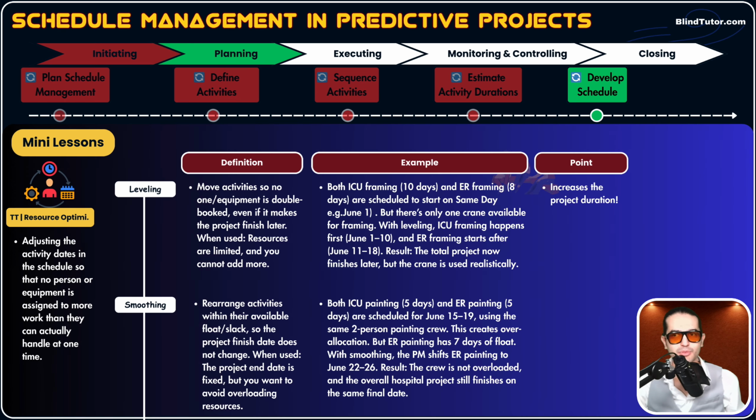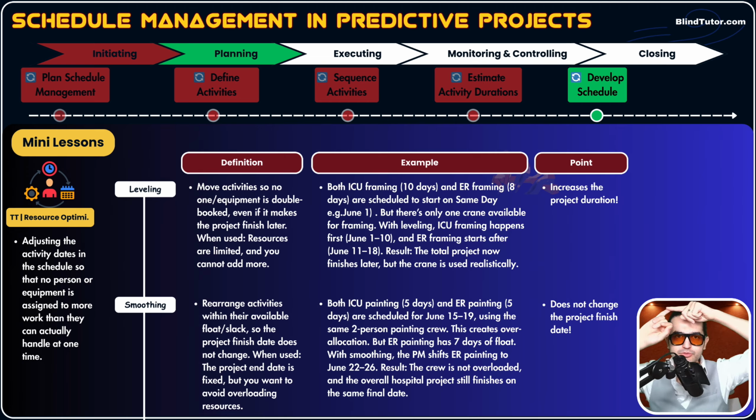What's the result of doing this, guys? The crew is not overloaded now, and the overall hospital project still finishes on the same final date. Why? Because our second activity, ER painting, had a float. When there is a float, you can play around without affecting the project's finish date. Let's wrap it up, guys.